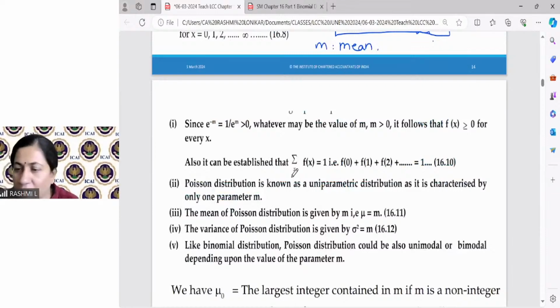Again, I am emphasizing which theory parts are important from the point of view of the exam and also for understanding.